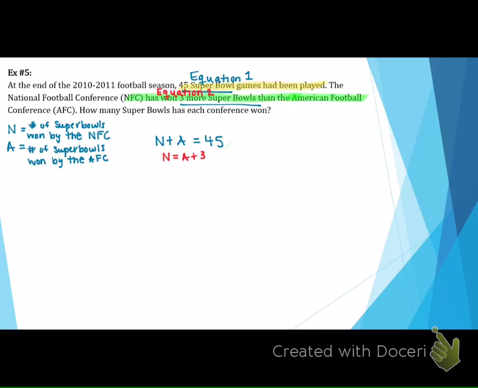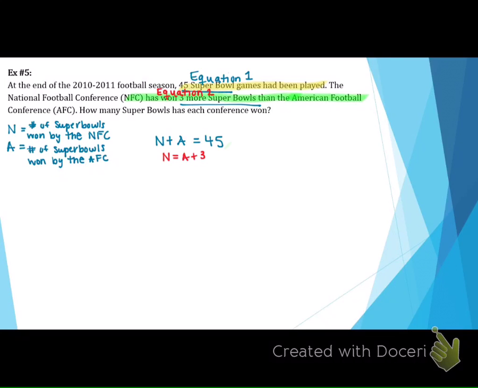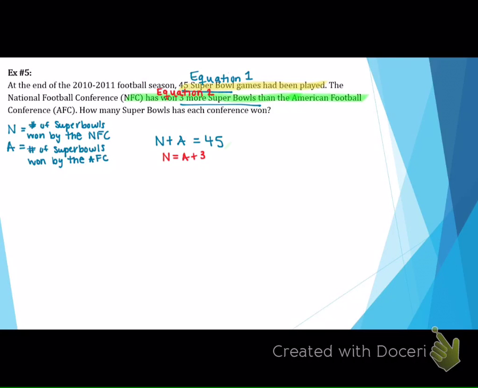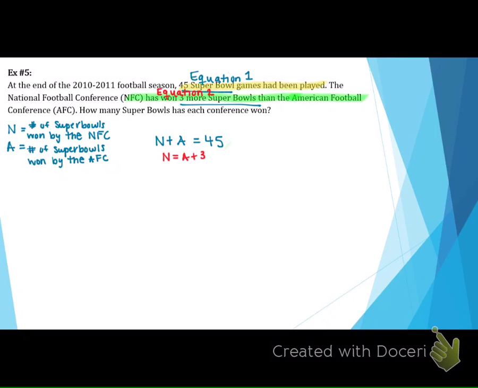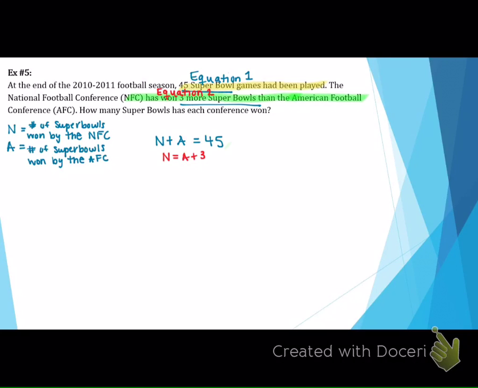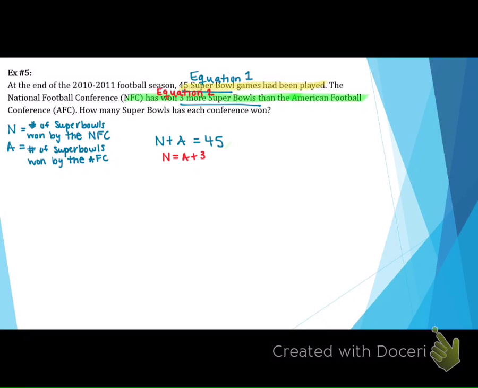More. So if I were to plug in just a random number, if I were to say the AFC had won 2 Super Bowls, how many Super Bowls would the NFC have won? 5. So are they winning more? So does that make sense? So always go back and check that yours makes sense, because I see a lot of it as A plus 3 or N plus 3 because they're right next to each other, but that implies that the AFC has won more.